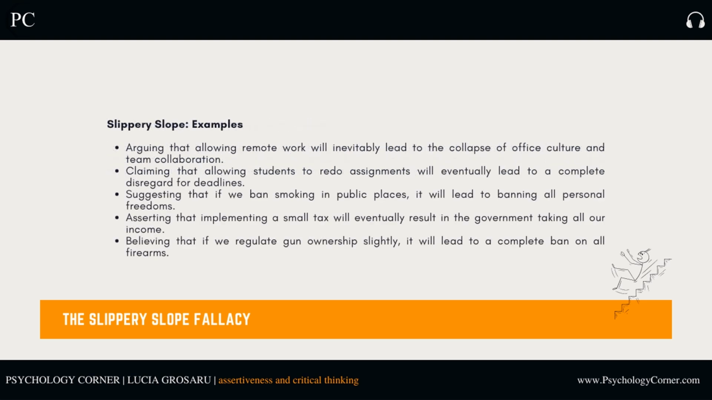Slippery slope. Examples. Arguing that allowing remote work will inevitably lead to the collapse of office culture and team collaboration. Claiming that allowing students to redo assignments will eventually lead to a complete disregard for deadlines. Suggesting that if we ban smoking in public places, it will lead to banning all personal freedoms.